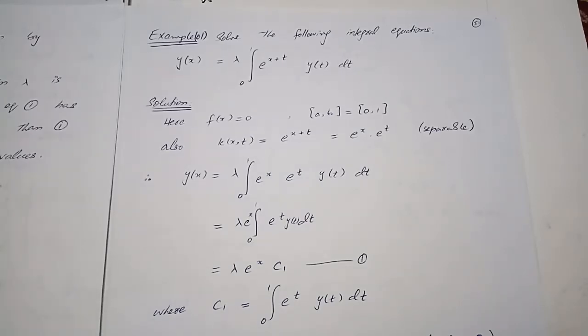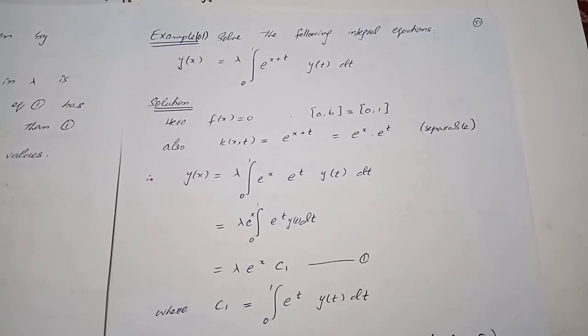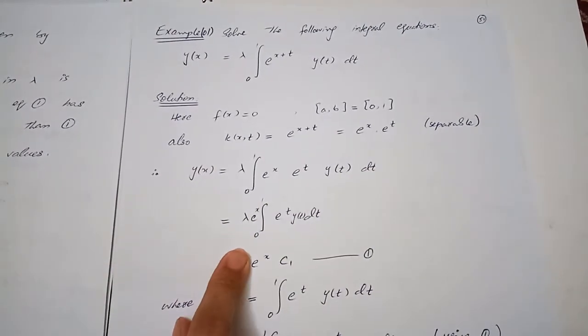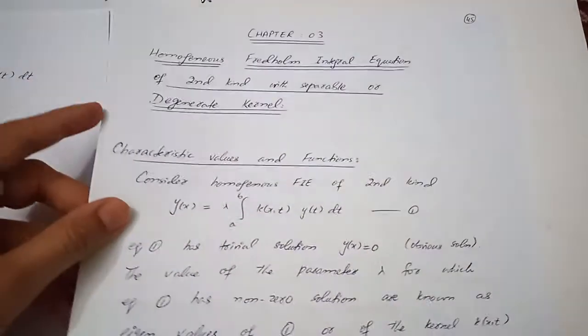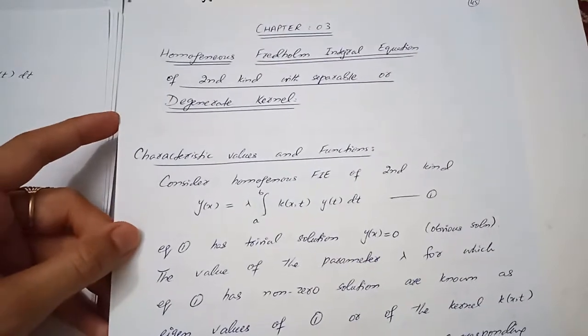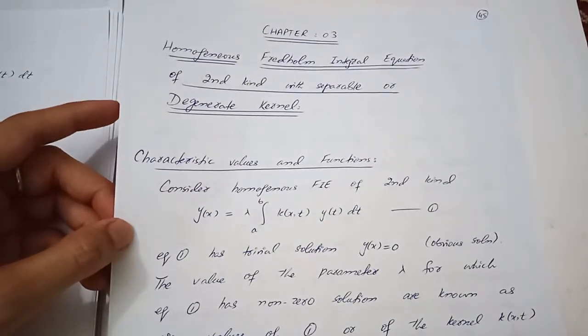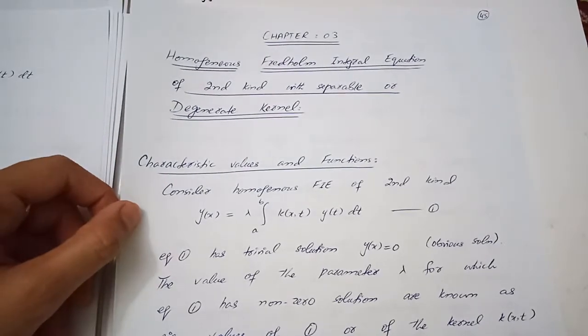Assalamu alaikum students, we're going to do the example for solving the integral equation having the degenerate or the separable kernel. But before moving on to that example, this is an example from chapter number 3. Let's thoroughly just go through this. In chapter number 3, it's all about the homogeneous Fredholm integral equation of second kind with separable or degenerate kernel.